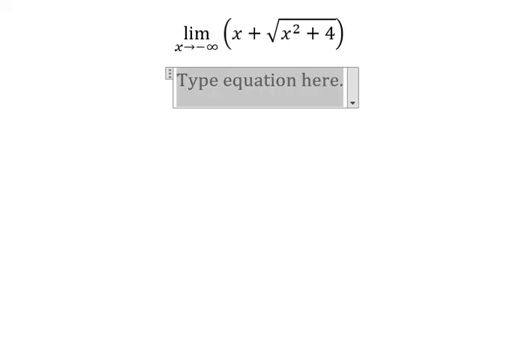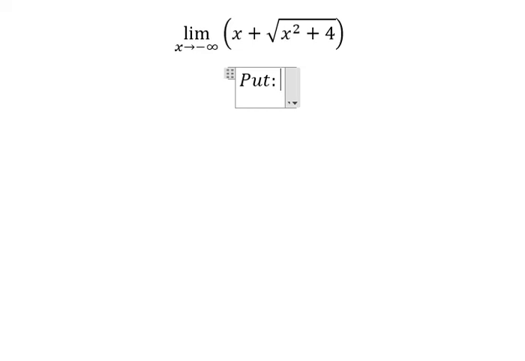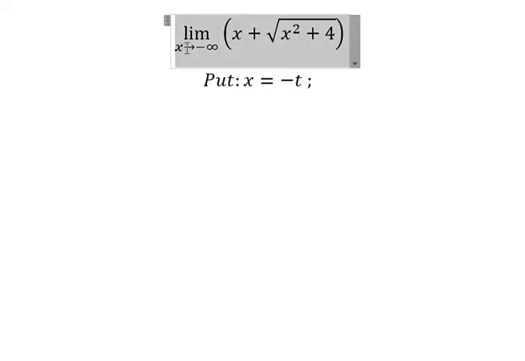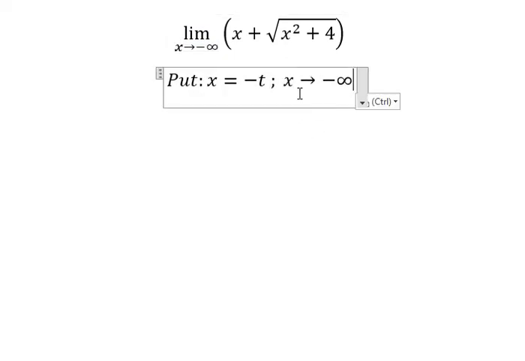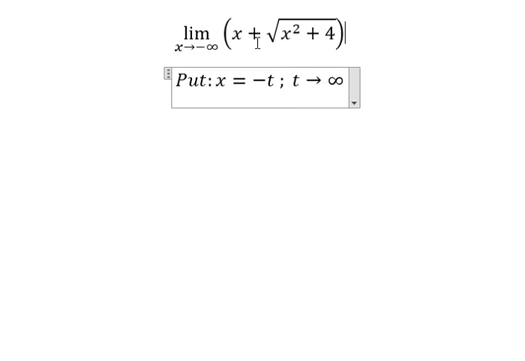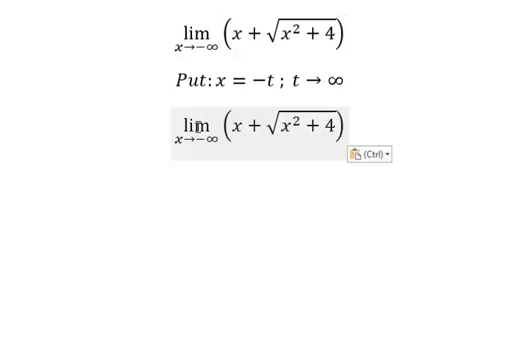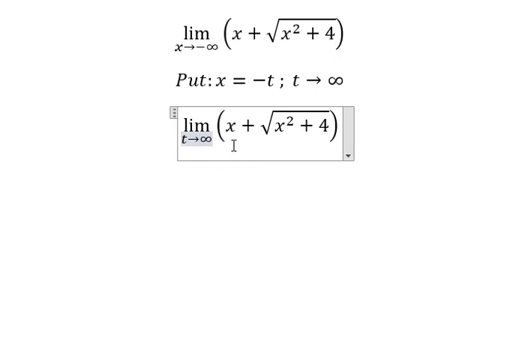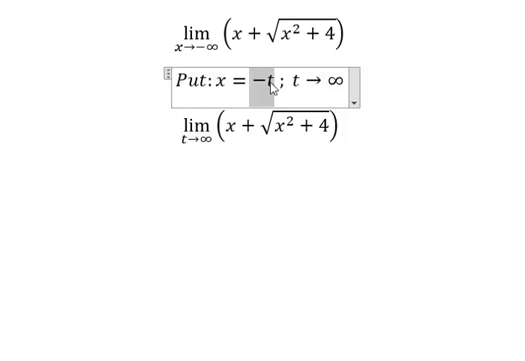So I will put s equals negative t. So this one we have s approaching negative infinity. And now we need to change s into negative t. So negative and negative we simplify, and that means we have t approaching positive infinity. So this one we change like this. S we change by negative t.